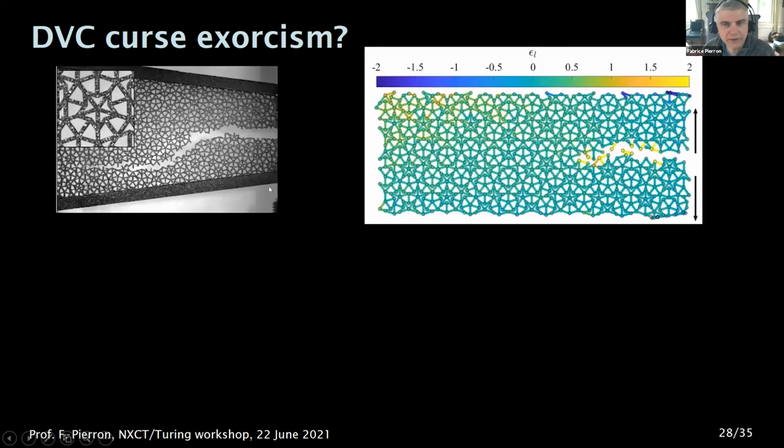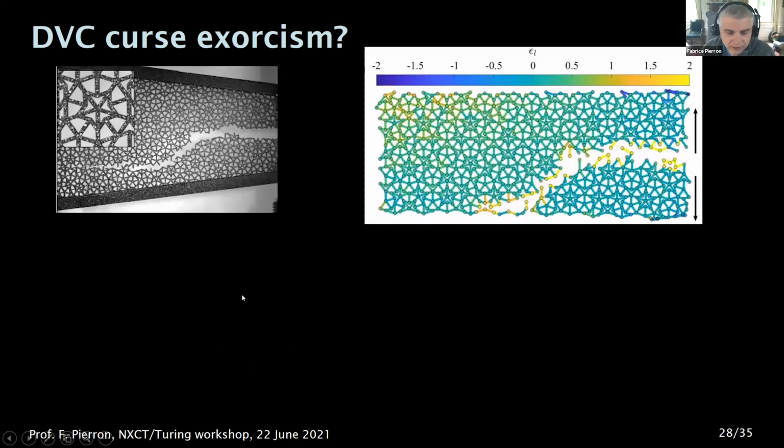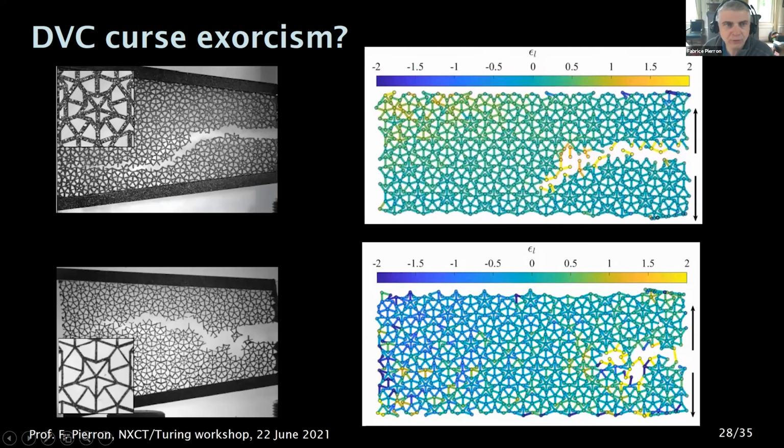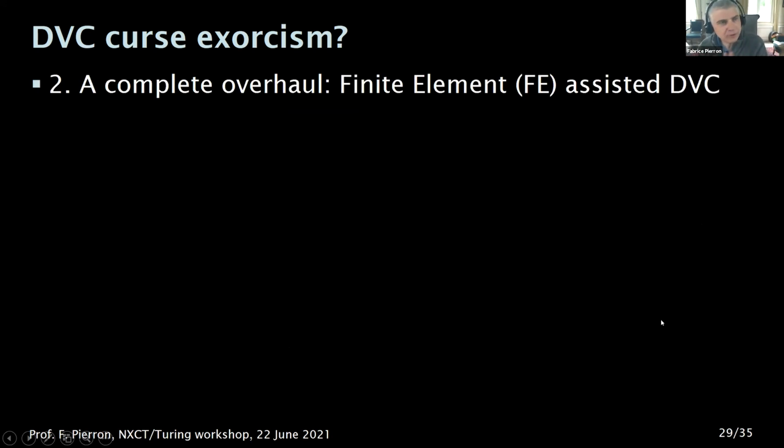And they did different observation on different type of geometry here, but I don't really have much time to elaborate, so I'll just keep it. So you can adapt your shape function. Or the other thing you can do is to go through a finite element simulation to perform what I call finite element assisted DVC.